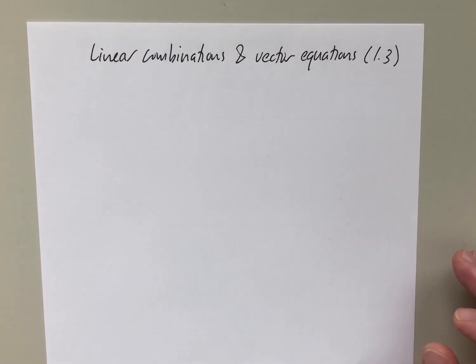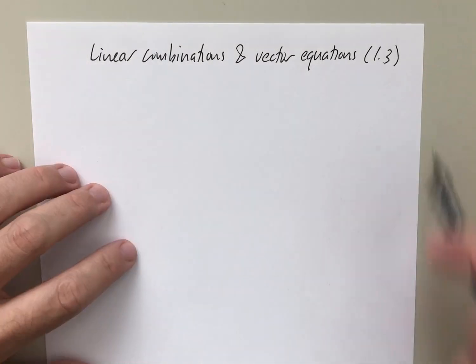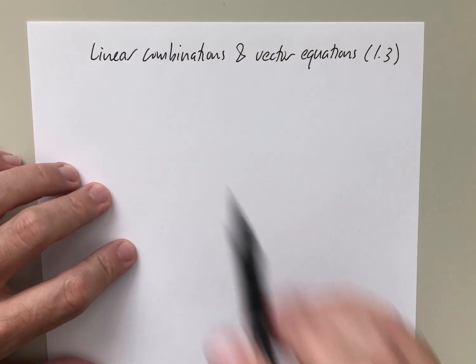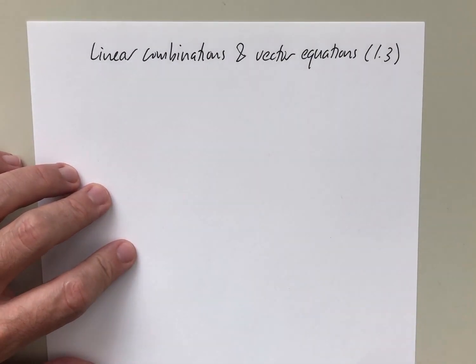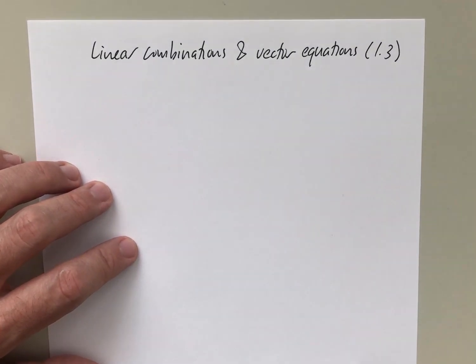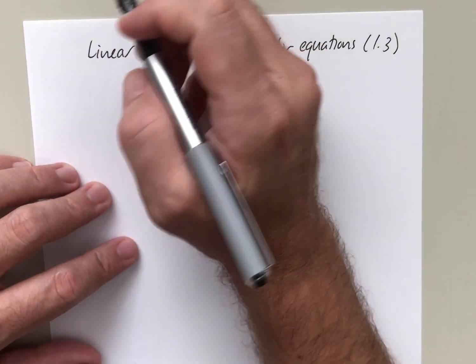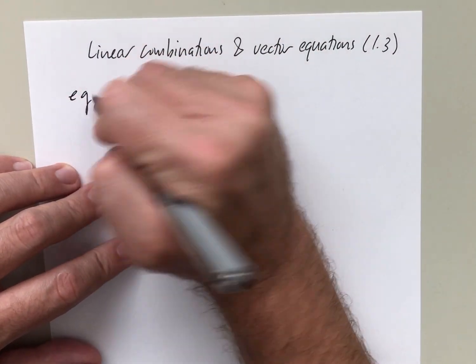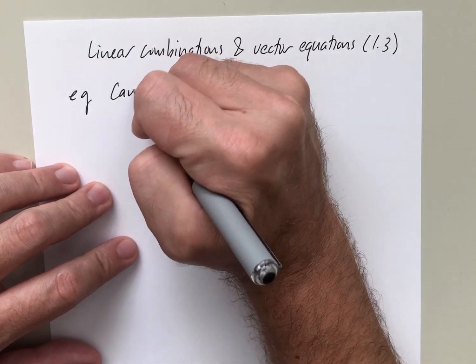Hello everyone, today we're talking about linear combinations and vector equations. This is material from 1.3. So today we'll see how this seemingly new concept of a linear combination is actually connected to the ideas of linear systems that we've been studying so far. And I want to start out maybe with an example that continues from last time.